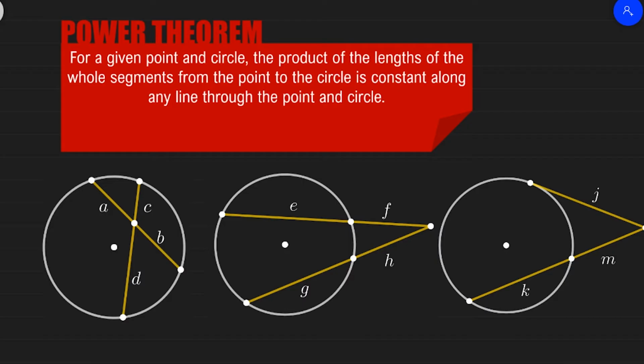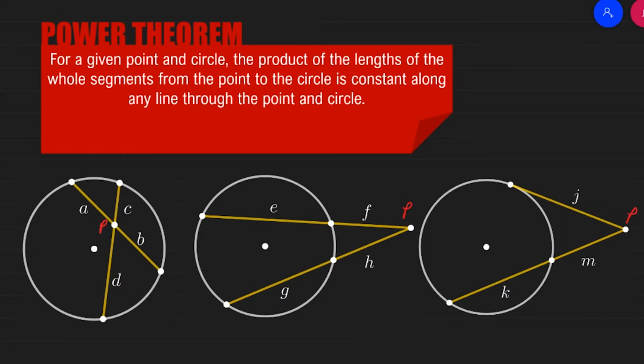According to the theorem, for a given point and circle, so in this case, let's identify the points. These are the points. Let's call this point P. Again, for a given point and circle, the product of the lengths of the whole segments from the point to the circle is constant along any line through the point and circle. Let that sink in.